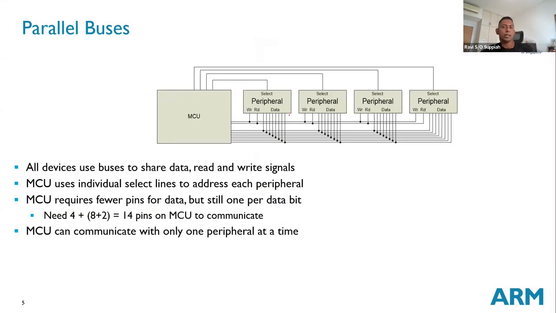So, of course, another option was parallel buses, which also were good because you only need one set of data lines. So data was common across all the devices. Then you need individual select pins to activate the particular chip. So data and control were both common. Only the select pins were needed for individual chip selection or peripheral selection.